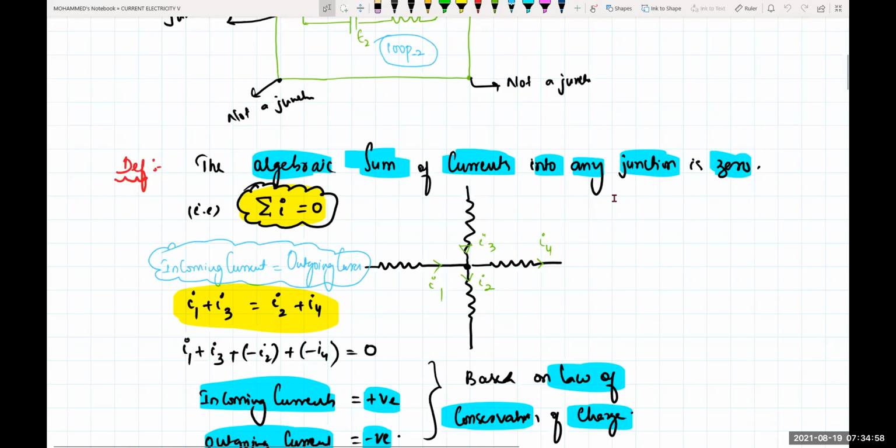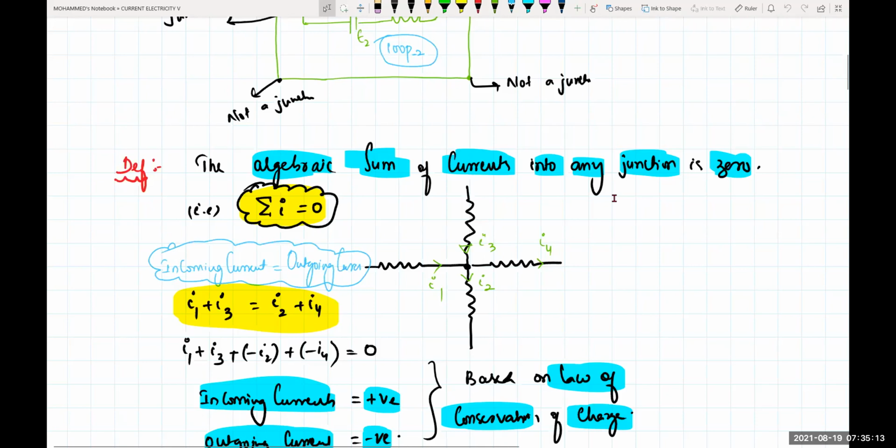That is summation of your I is 0. That means incoming current must be equal to outgoing current. Now see, this is a junction, beta. In this junction, here there is one current coming, I1. From this junction, I2 is going out, I3 is coming in, and I4 is going out.